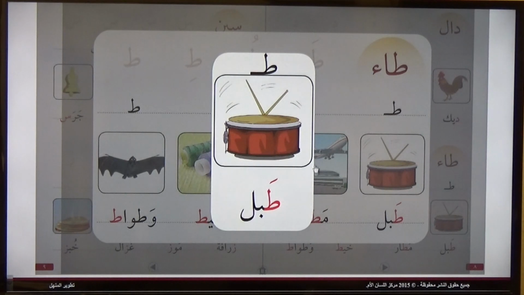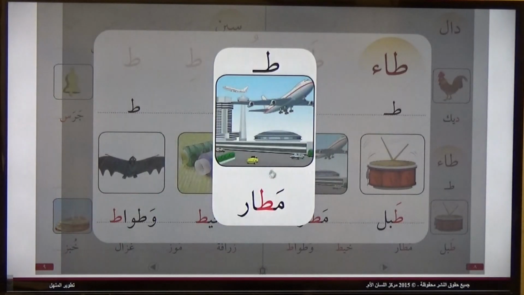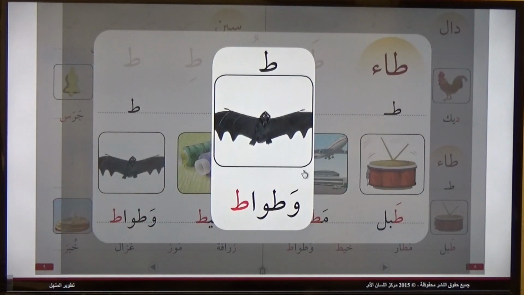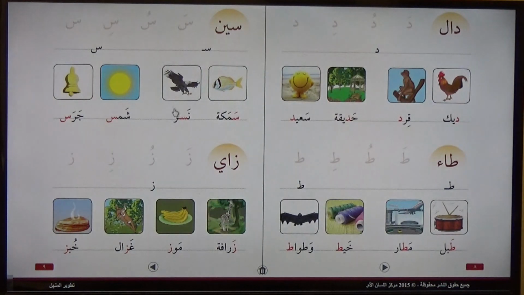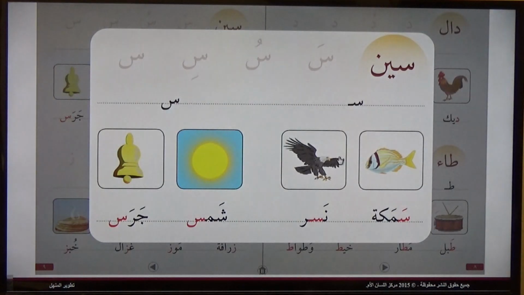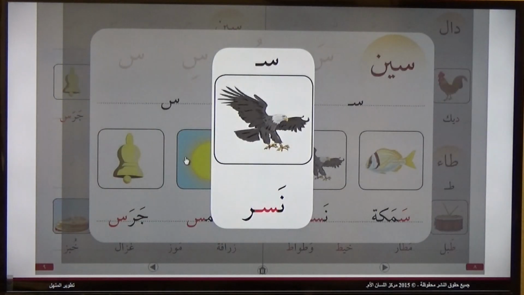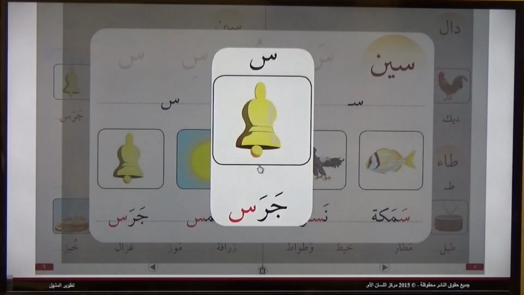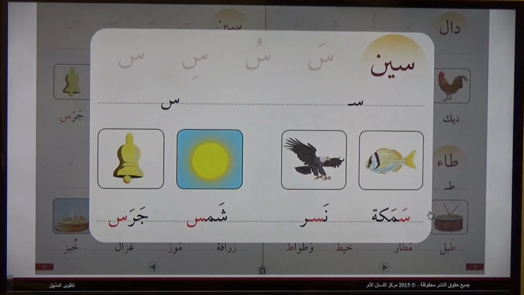طبل, drum. مطار, airport. خيط, strings or yarn. وطواط, bat. سمكة, fish. نسر, eagle. شمس, sun. جرس, bell.